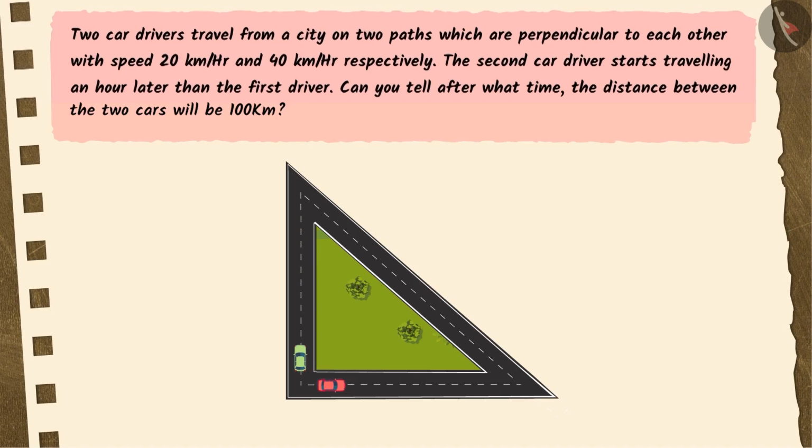Two car drivers drive on two perpendicular paths from a city at 20 kilometers per hour and 40 kilometers per hour respectively. The second car driver starts the journey an hour later than the first. Can you tell after how long the distance between the two will be 100 kilometers?